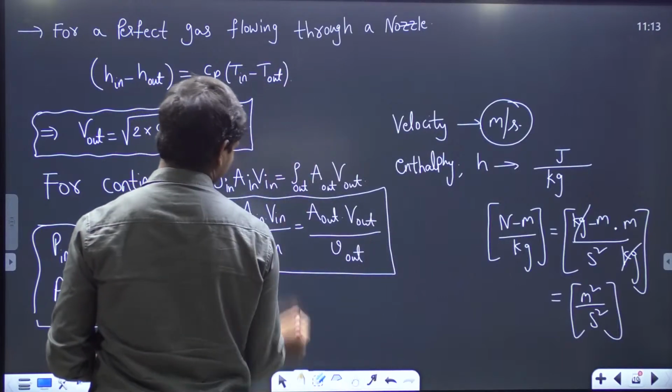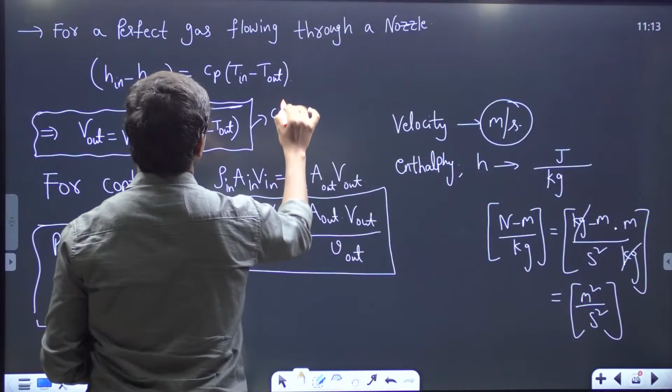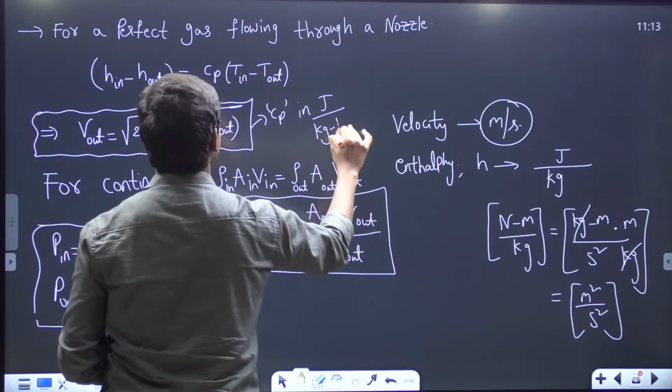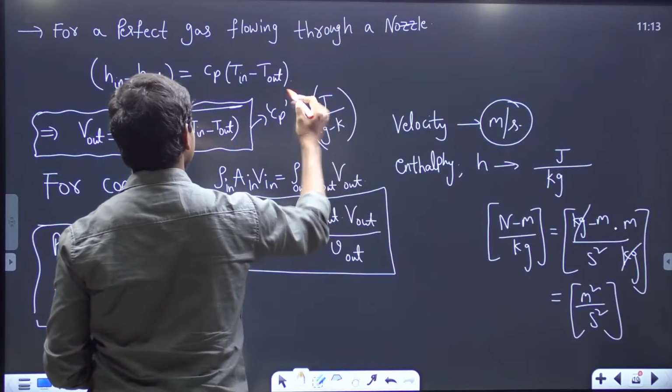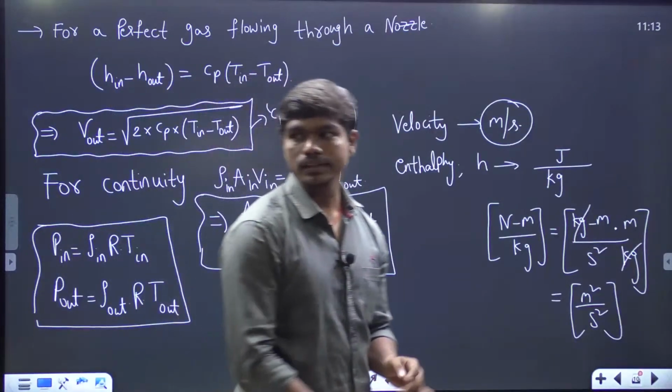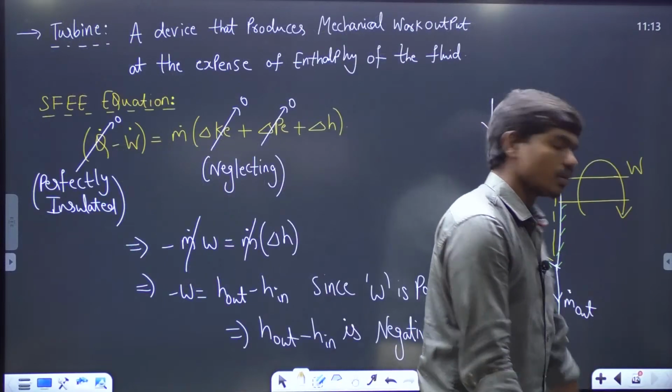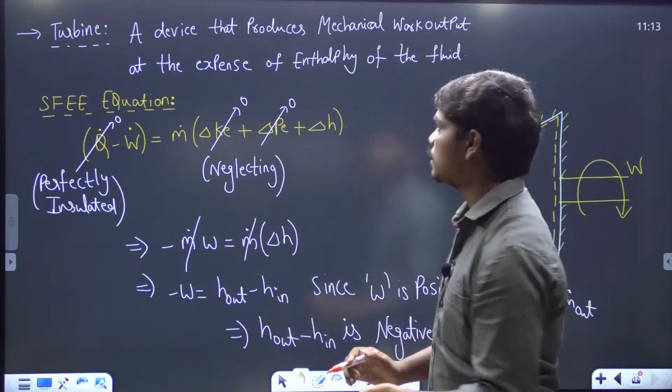This Cp in joule per kg Kelvin. Okay, because if you put kilojoules, the answer changes because the units don't agree dimensionally. Correct? So if you see, you should get this. Okay.